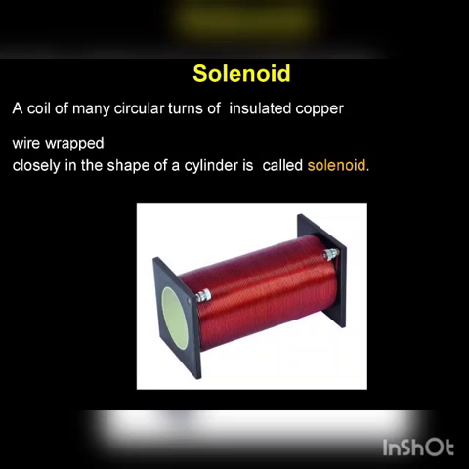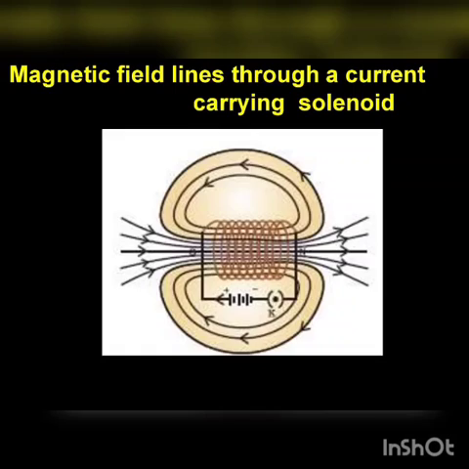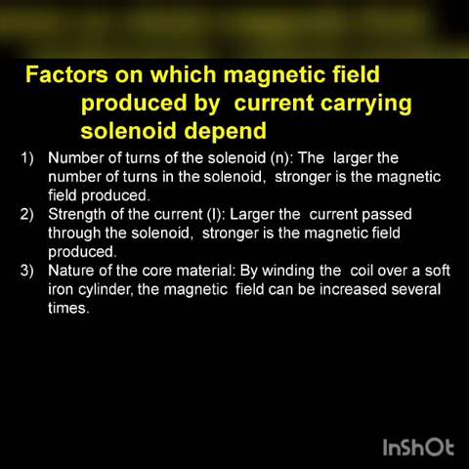Solenoid. A coil of many circular turns of insulated copper wire wrapped closely in the shape of a cylinder is called a solenoid. Factors on which the magnetic field produced by a current carrying solenoid depends. Number of turns of the solenoid: the larger the number of turns in the solenoid, the stronger is the magnetic field produced. Strength of the current: the larger the current passed through the solenoid, the stronger is the magnetic field produced.